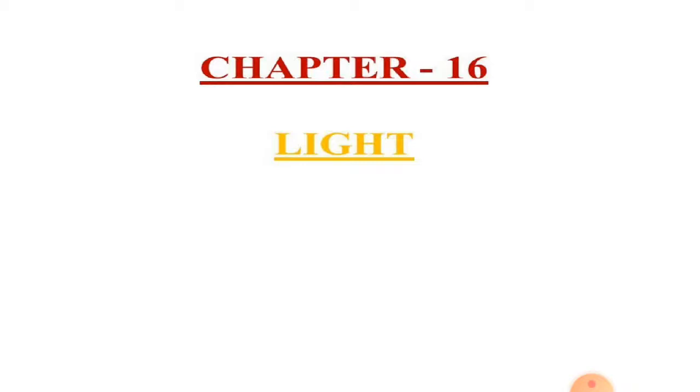So there are two types of objects. The two types of objects are: the first one is luminous object and the second one is non-luminous object. So we are going to know what the difference is between a luminous object and a non-luminous object. So let's start with the luminous object. Firstly, we will know what a luminous object is.